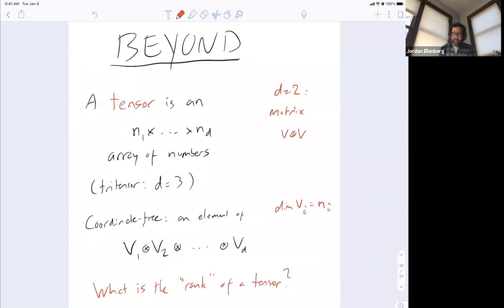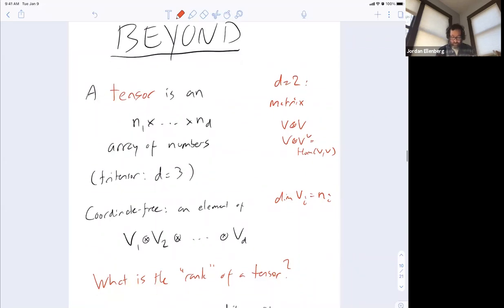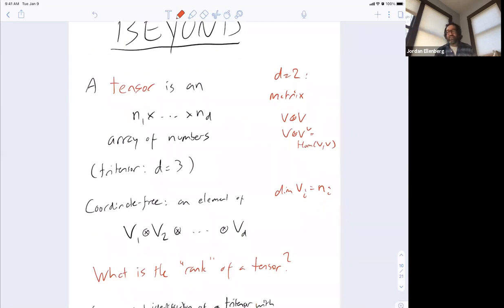It's slightly better to say a matrix is an element of V tensor V dual. That's what's canonically identified with Hom(V,V). So if we think of a matrix as a linear transformation, that's what we're doing. And if your vector space has a basis, you can identify it with its dual. If we were really doing everything in a coordinate-free way, it might be better to keep track of that distinction, but I'm not going to do it today, if that's cool. Okay. So, what is the rank of a tensor?